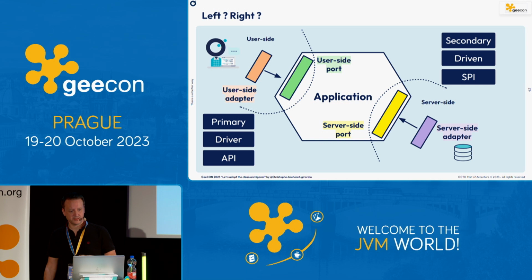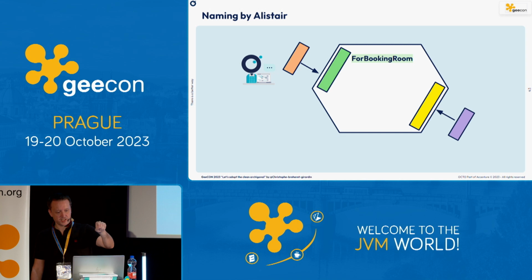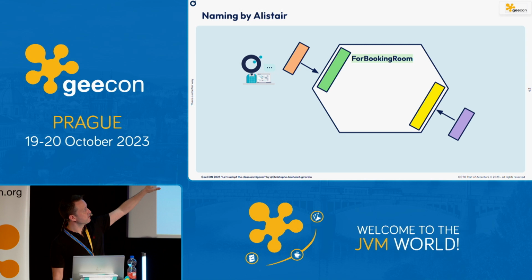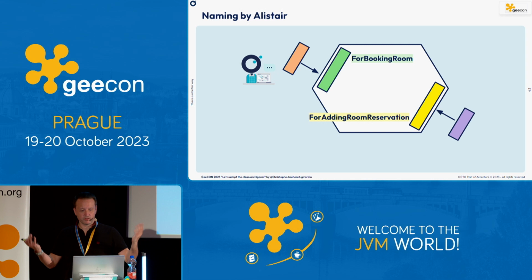When I talked to Alistair, he told me he's not comfortable anymore with driver, because here we have a good font, but sometimes the R and the N can be mixed up. So no driver, it's now driving. And for the naming, he told me he likes doing "for" plus verbs ending in ing, and nouns, like for booking rooms, the contract, and the other one for adding room reservation to the system. But it's only naming. You can call it whatever you want.